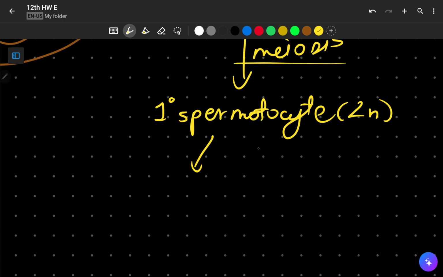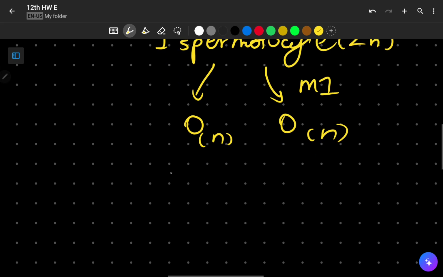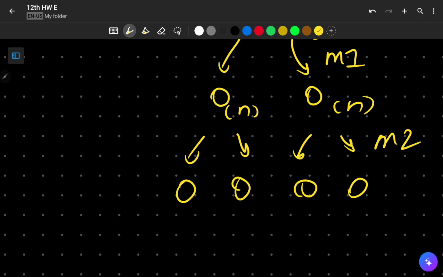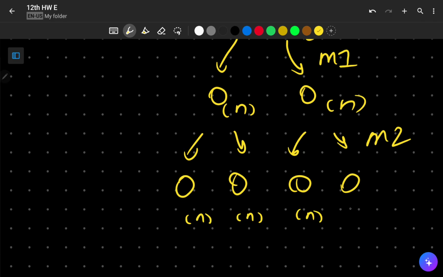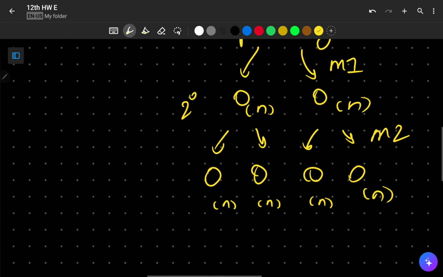So they will undergo meiosis 1 and form 2 cells. Meiosis 1 is reductional division, so this will be n, this will be n, and then meiosis 2 will happen. So now let's just make some more circles. This is an equational division, so they all are going to be n. So this is a primary spermatocyte, secondary spermatocyte, and these are either spermatid or spermatozoa. These are spermatids.